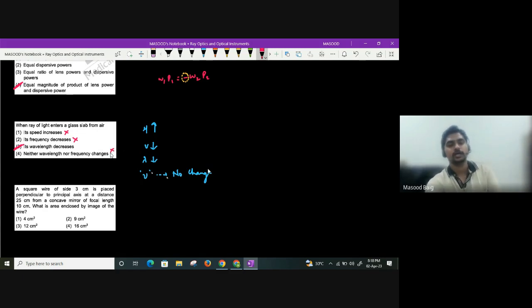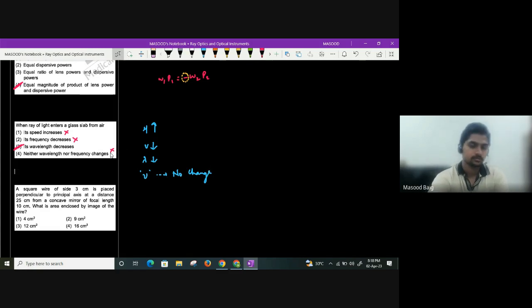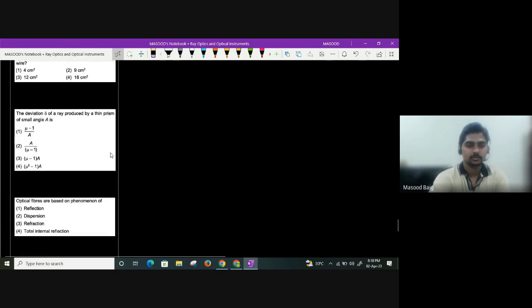Understood, everyone? As it is moving from air to glass slab, the refractive index will increase. Refractive index is inversely proportional to speed in the medium, and it is also inversely proportional to wavelength in the medium, guys. Understood? Yes or no? We'll come back to the square question. Let us quickly see the other simple questions, guys.